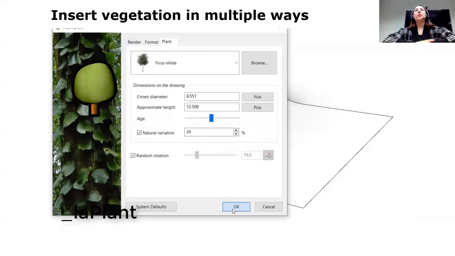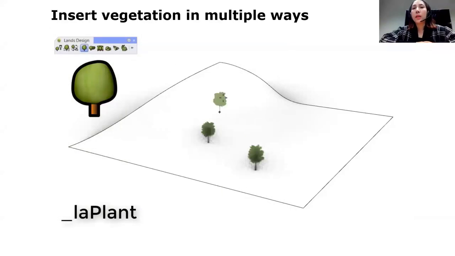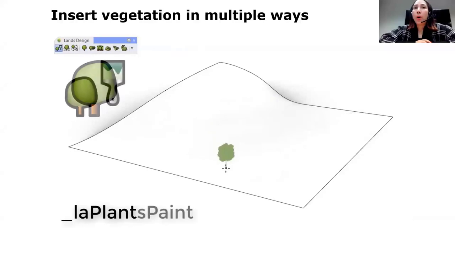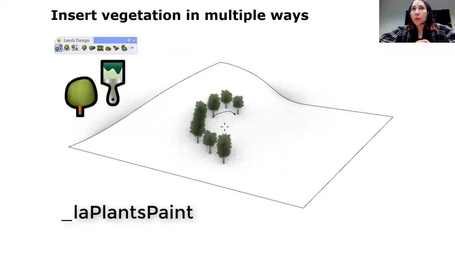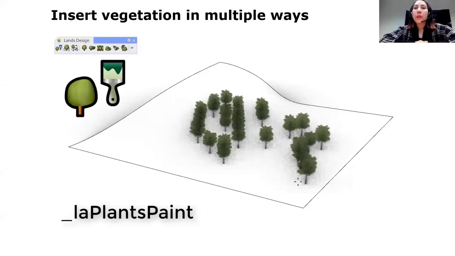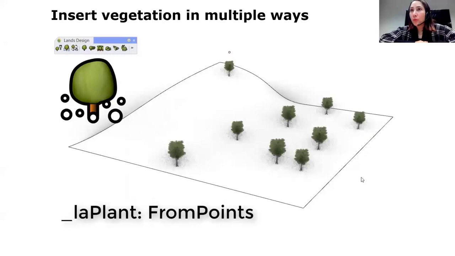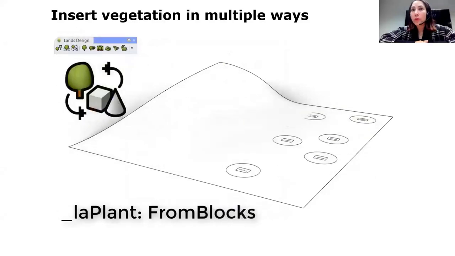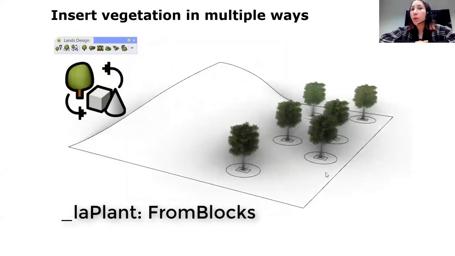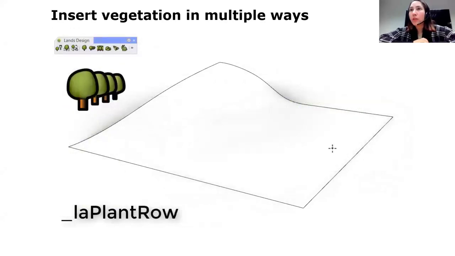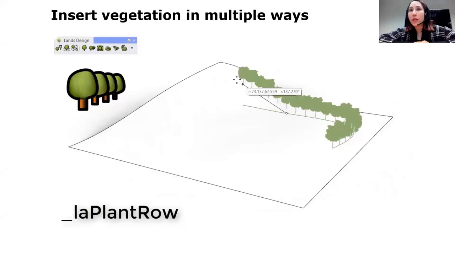For inserting vegetation, there are multiple ways. You can insert them individually, of course. You can insert them by paint mode. Just by moving the mouse, you can insert plants in this way. Or you can insert them by converting points to plant species. So if you have just some points or if you have some blocks, you can convert the blocks, AutoCAD blocks or any kind of blocks to plant species of Lens Design.